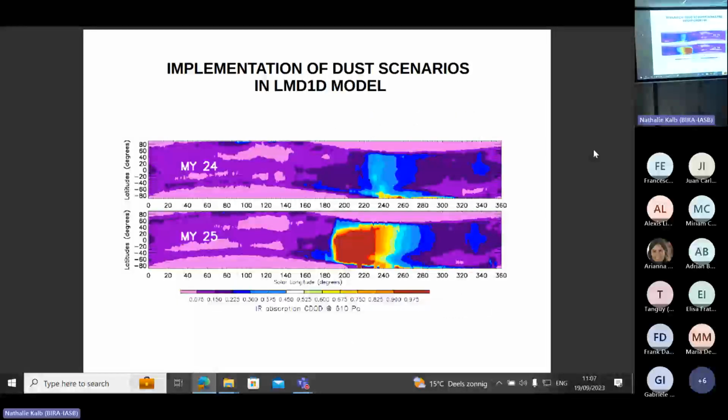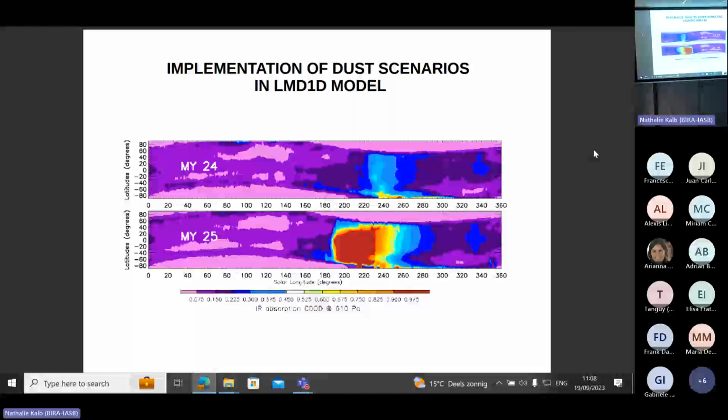As I said, in input you need to choose the dust optical depth. Either you choose one value, or you can follow some scenarios which are derived from measurements from the Thermal Emission Spectrometer on Mars Global Surveyor, or the Mars Climate Sounder for more recent missions aboard Mars Reconnaissance Orbiter. And so we have a value of the dust optical depth in the infrared in absorption at every location on Mars at every time. So we have one value per sol.